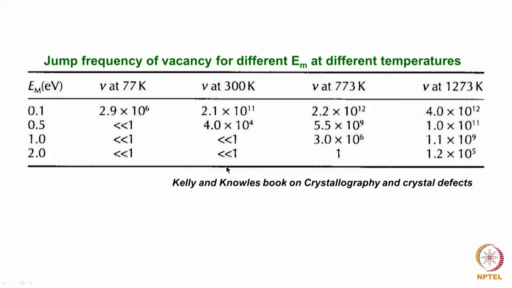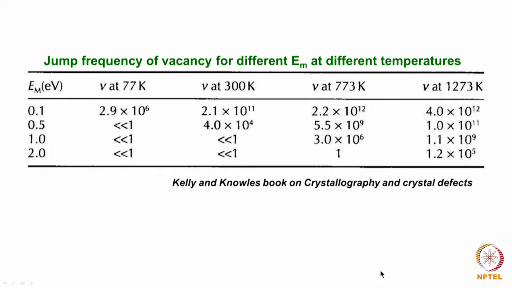In the literature, calculations have been done for various migration energies, from 0.1 to 2 electron volt, at different temperatures. What is the success rate at which the atom will jump from one site to another, or a vacancy will jump from one vacant site to another vacant site? It turns out to be less than 1 frequency for 2 electron volt, whereas for 0.1 electron volt migration energy it is 2.9, and for 2 electron volt migration energy it requires 1.2 into 10 to the power of 5 jumps.